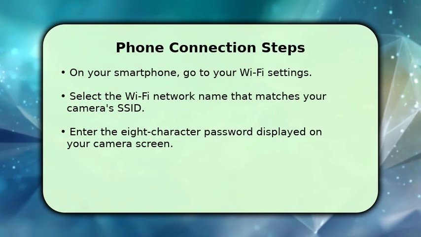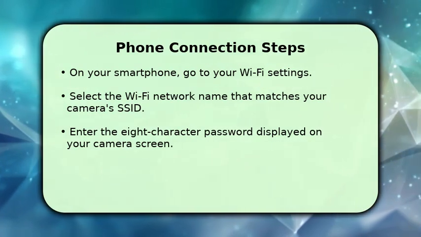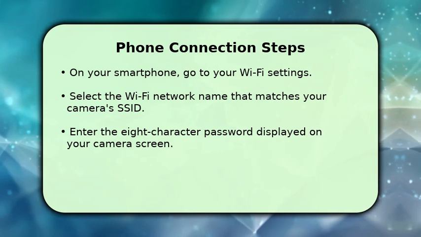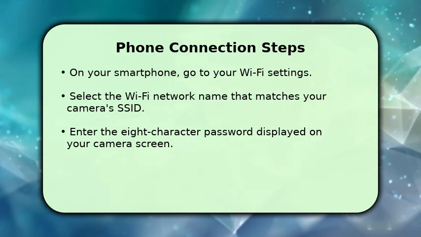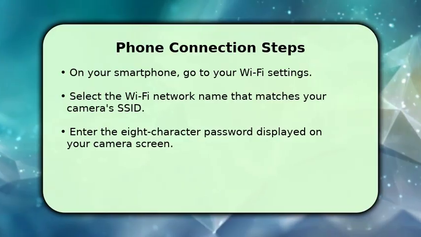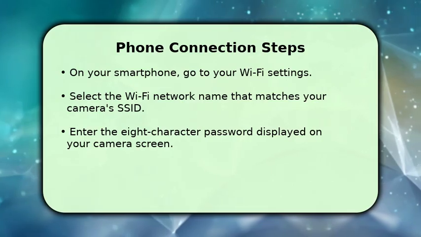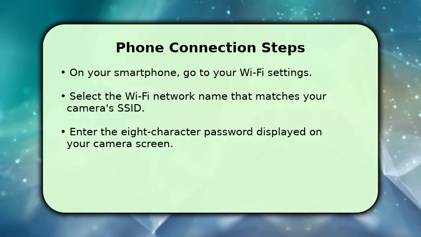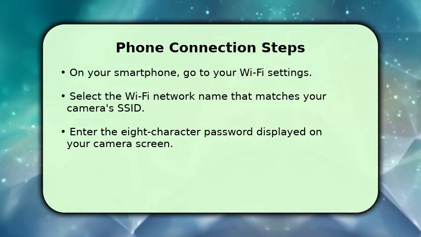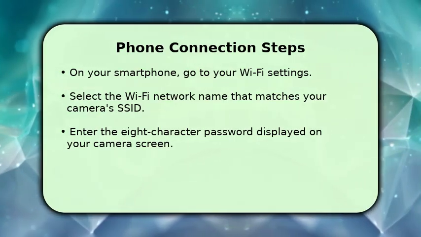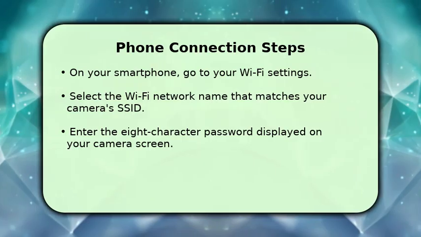With your camera broadcasting its Wi-Fi network, it's time to connect your phone. Go to your smartphone's Wi-Fi settings. You should see a new network appear with the same name as the SSID displayed on your camera. Select this network and then carefully enter the 8-character password provided by your camera. Once connected, open the Canon Camera Connect app on your phone to finalize the pairing process.